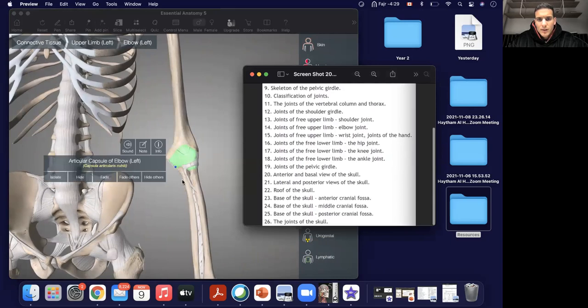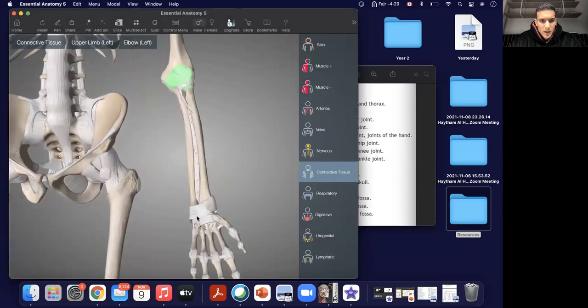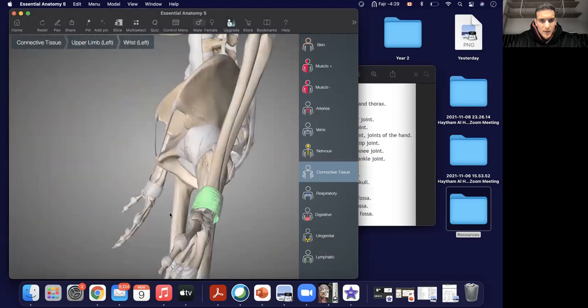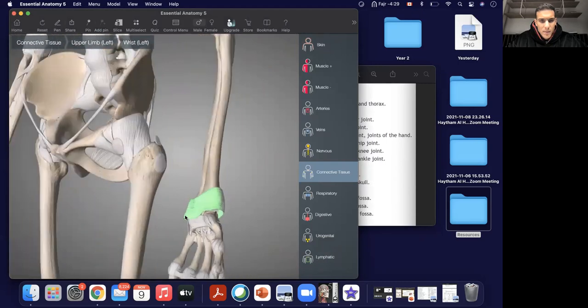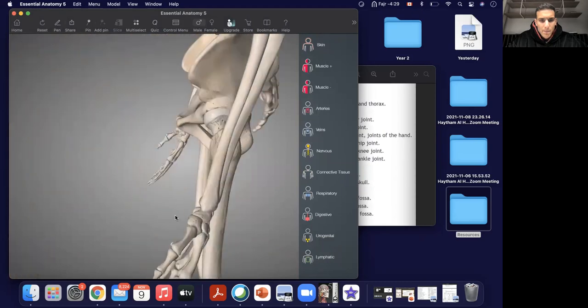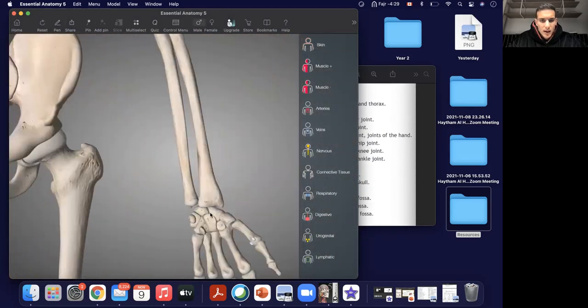The wrist joint, here we have discussed this in my video previously. Mainly, okay, extensor retinaculum. But yes, you have radius articulating with the scaphoid and the lunate, and articular disc here in the space that comes in.